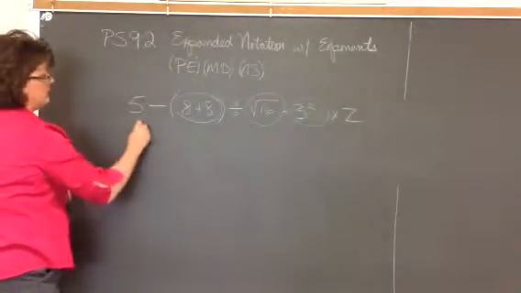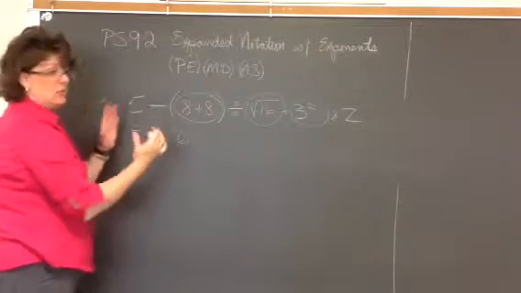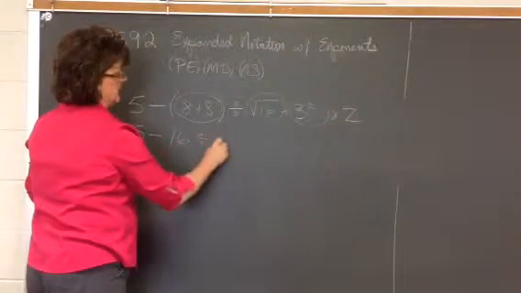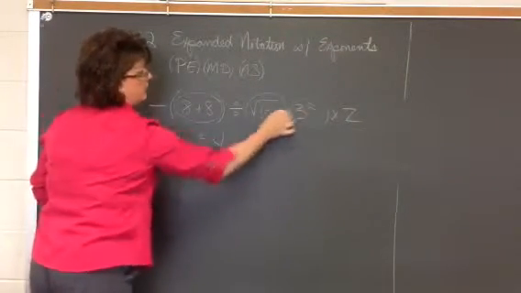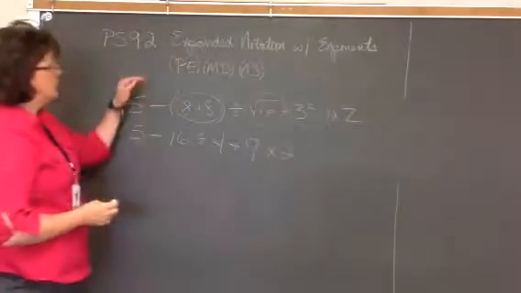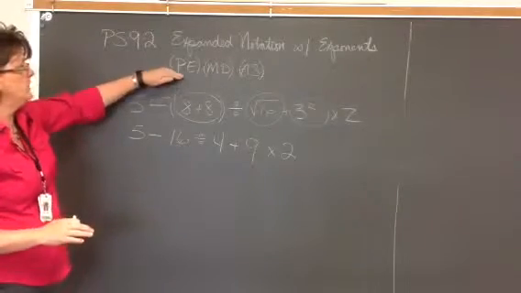So I'm not going to change the 5. Minus 8 plus 8 is 16. I don't need the parentheses anymore. I'm not doing any dividing yet. Square root of 16 is 4. Plus 3 squared is 9 times 2. So what I check for is, do I have any parentheses or exponents? All done. I'm done with that.